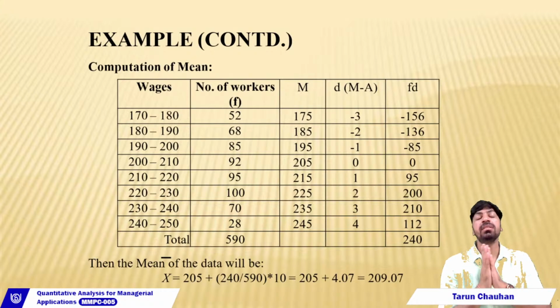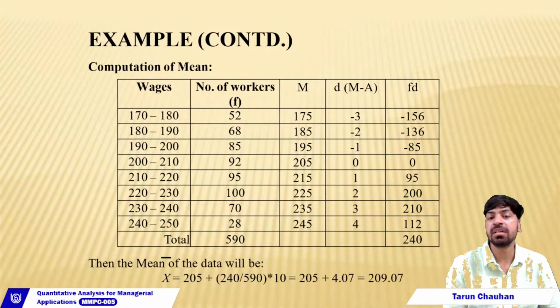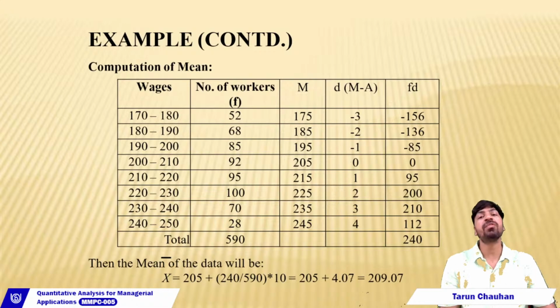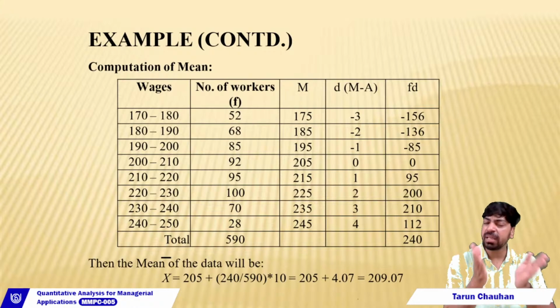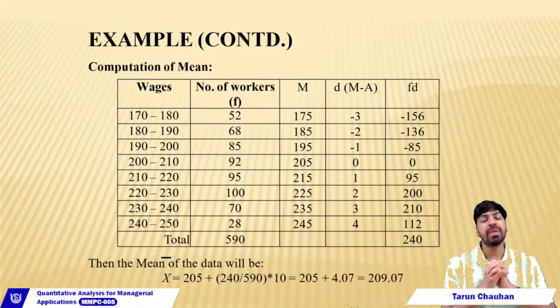Now we have to focus on the following terms, that is M. M stands for class mark or mid value or midpoint. So how would it be calculated? The same formula is used: M equals upper limit plus lower limit by 2. Once you add both the class limits and divide by 2, you will get the midpoint.